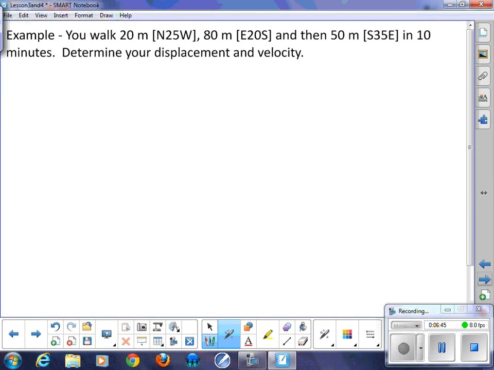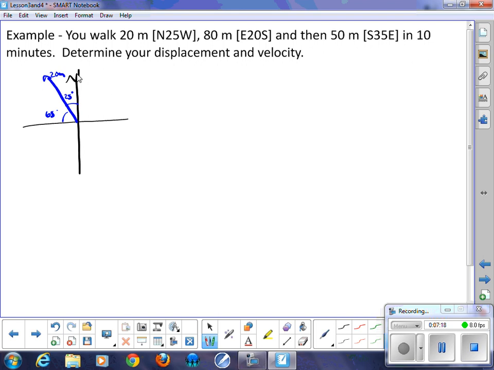So now I have a word problem here, and really the only challenge with the word problem is to simply be able to draw the picture. So, drawing my directional crosshair, you walk 20 meters north, 25 west. So that's 20 meters north, 25 west. If you remember from grade 11, we don't want that angle. We actually want the angle with the x-axis. So we want 65 degrees.